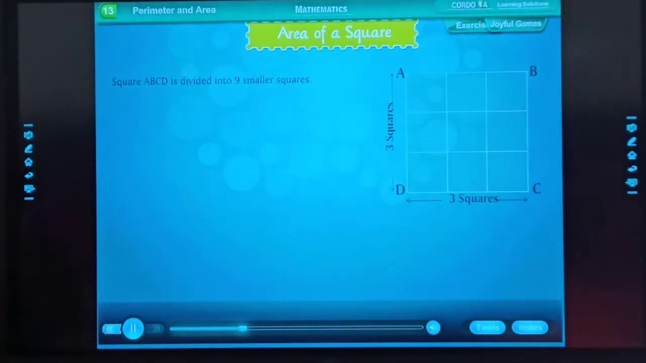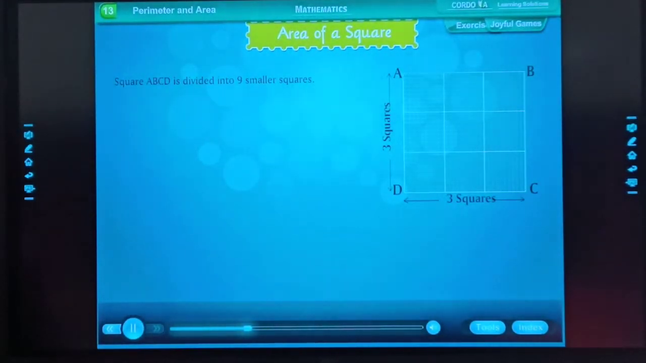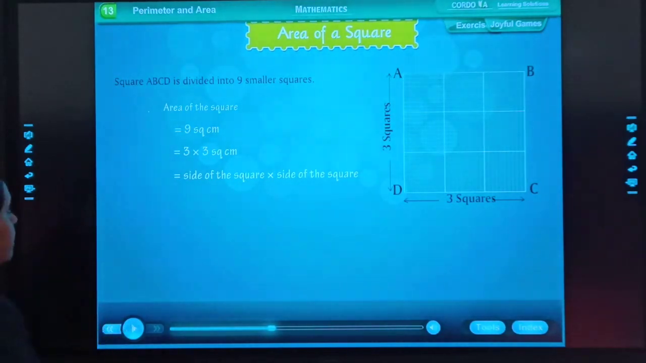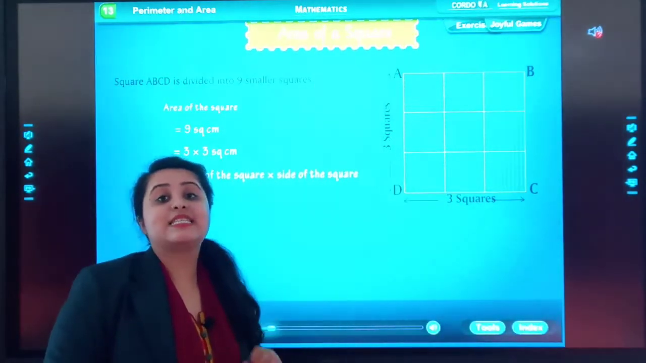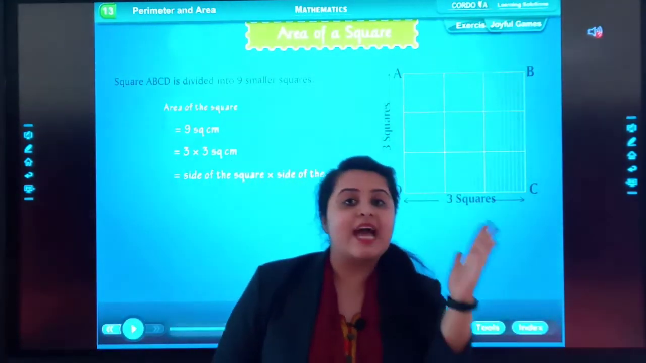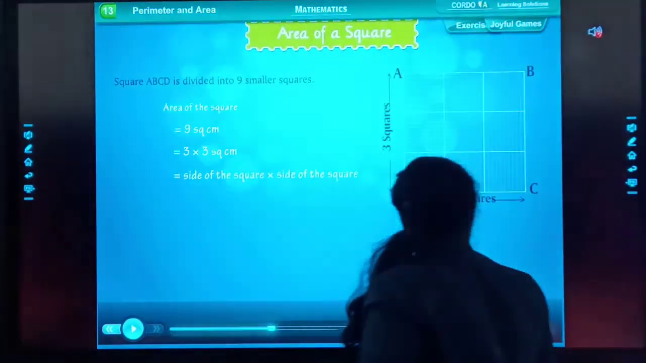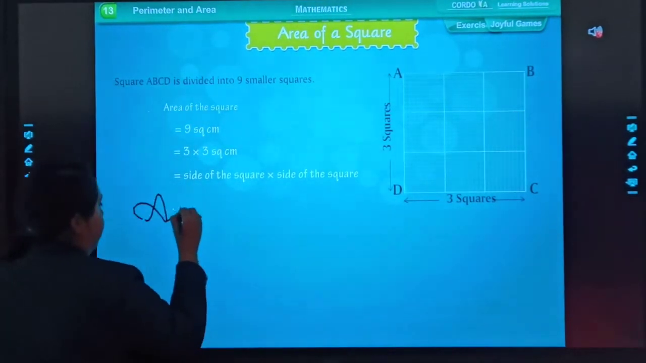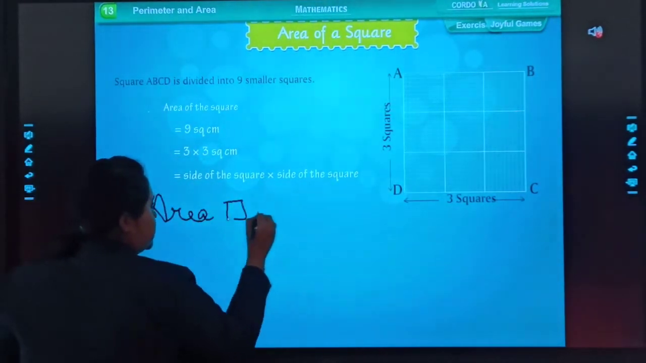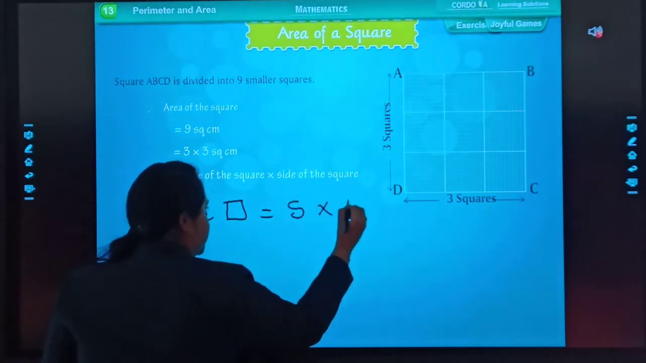Area of a square. Square ABCD is divided into 9 smaller squares. Therefore, area of the square is equal to 9 square centimeters, which is equal to 3 into 3 square centimeters, which is equal to side of the square into side. So students, out of this figure we can come to know that area of square will be side into side.